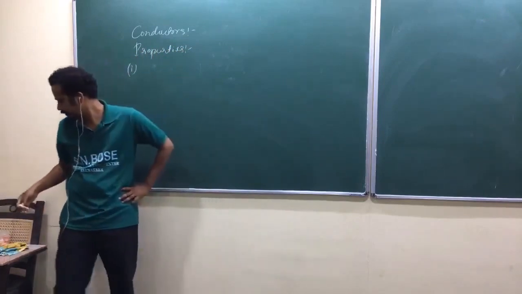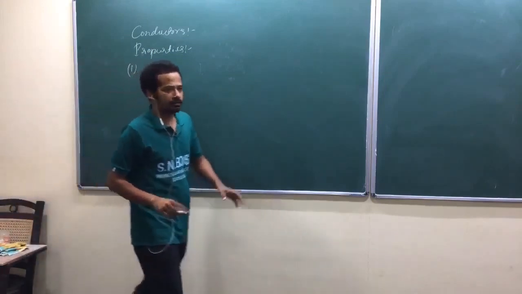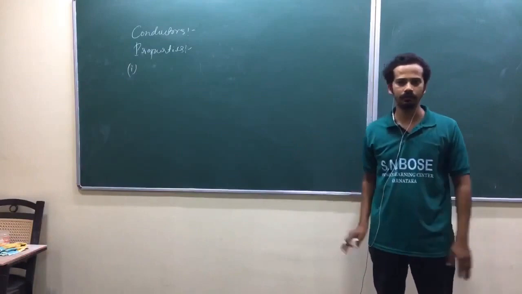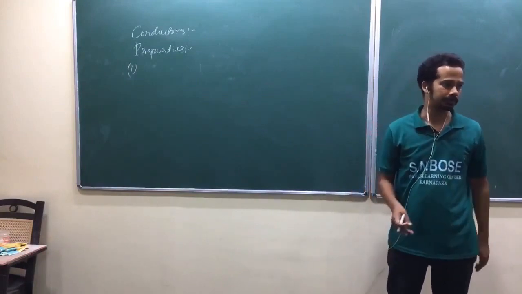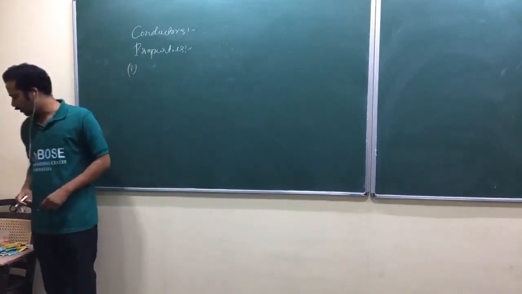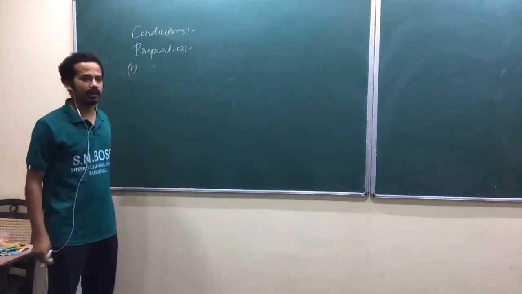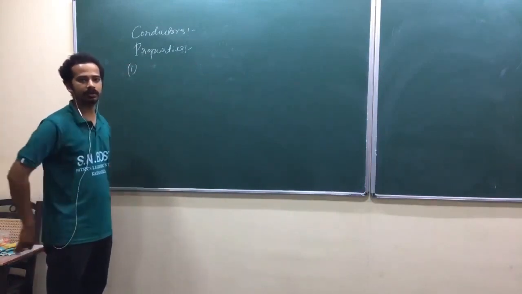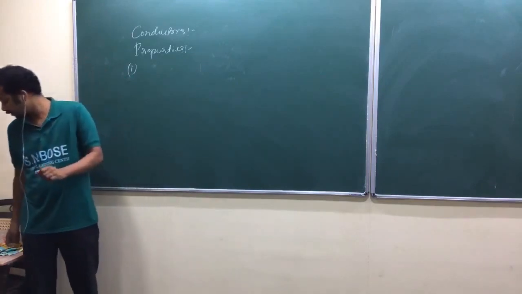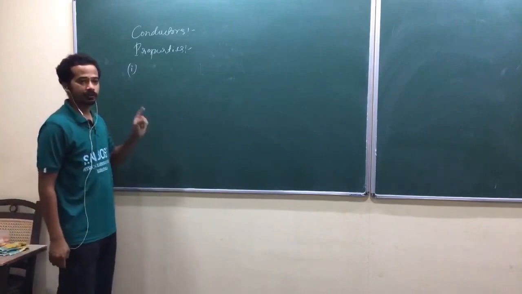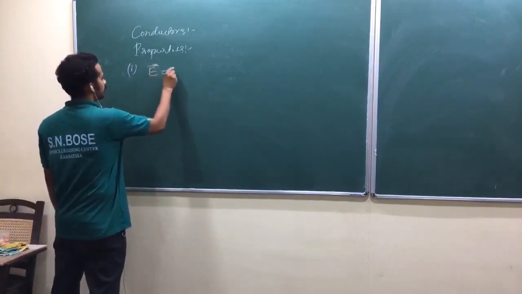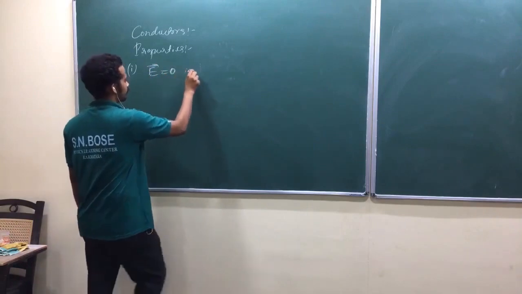First one. Now look here. You have to use all of your formalism, whatever we have done until now, to prove these properties. Is that okay? It's not just like what we stated in class 12, where we did not have much mathematical background. Now you have to give a mathematical explanation for each and everything. So the first one is: electric field equals 0 inside a conductor.